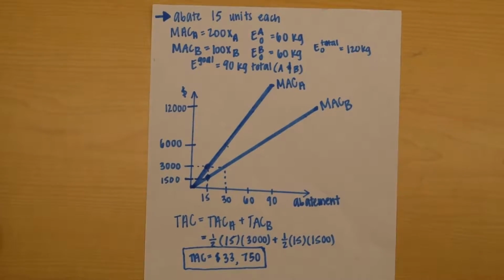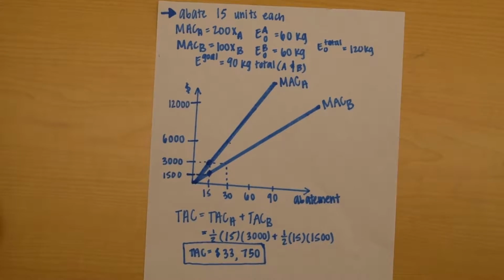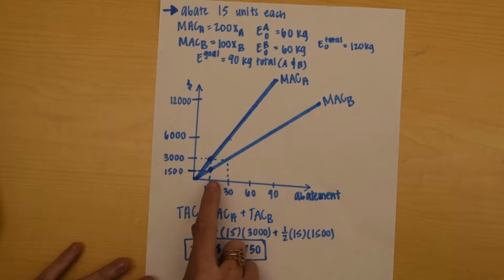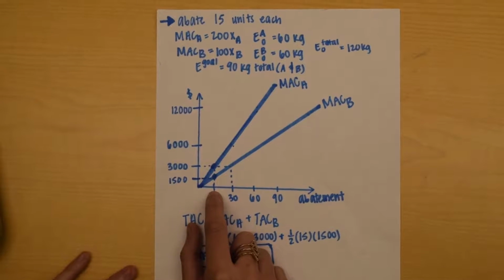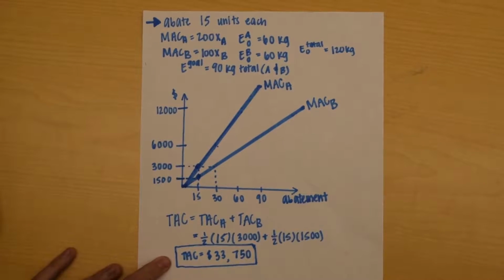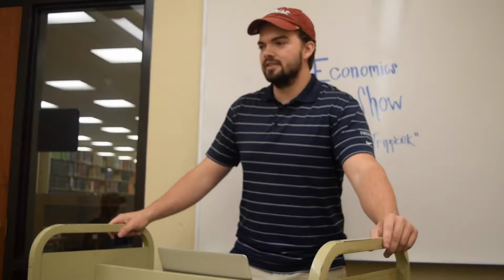I got it! If both firms need to abate a total of 30 kilograms, I think the cost-effective solution would be one where each has to abate 15 units. By finding the area under the marginal abatement curves for each firm, I was able to add these areas together and determine the total cost of the abatement to be $33,750. I'm sorry, Mary Ashley, but that command and control policy is not going to be the cost-effective solution. Would somebody else like to steal?